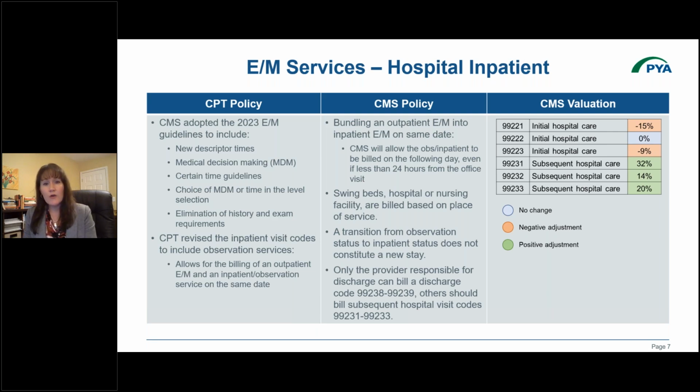The volume of hospital care and observation care services is in the subsequent visits generally. And you see that there's quite an upswing of value for the work RVUs, 14, 32, 20%. So you are seeing a good increase for those work RVUs. Again, you have the negative adjustment on the conversion factor, but you should see an uptick overall.